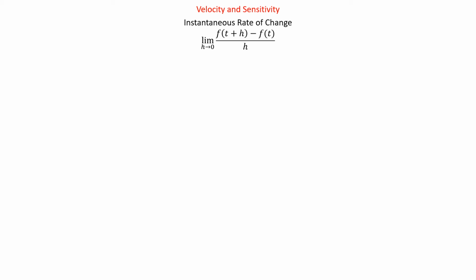And that was great. We found it was going to be 2. So the slope of the tangent line at that point, the slope of the curve at x equals 1, was 2. The instantaneous velocity, if this was a position and time graph, at x equals 1 is 2. Well, what about when x equals 2?